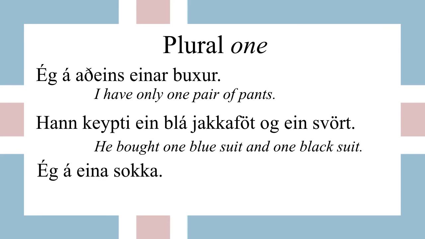This next example is a little bit different and adds a little bit of complication to the rule. Ég á eina sokka means I have one pair of socks. Now in this case, the word sokkur means sock, a single sock, and there actually is a singular form, and then the plural form is sokkar. And so in this case, there actually is a singular form too, but we can use the plural form of 1 to mean one pair of. So ég á eina sokka means I have one pair of socks.